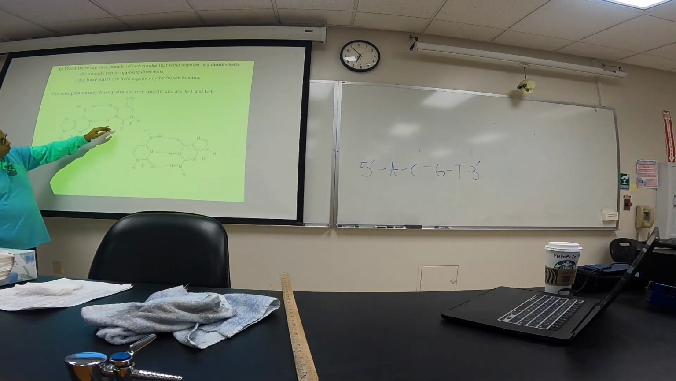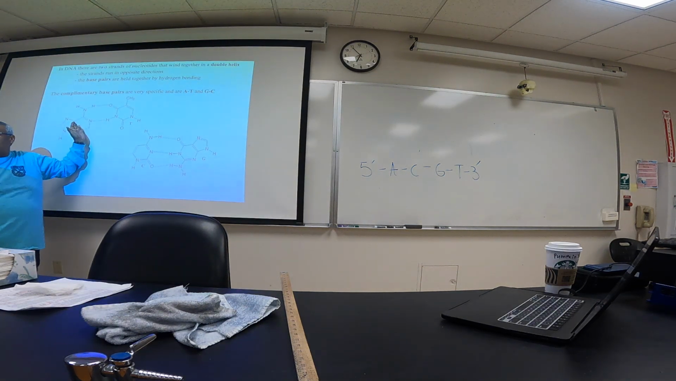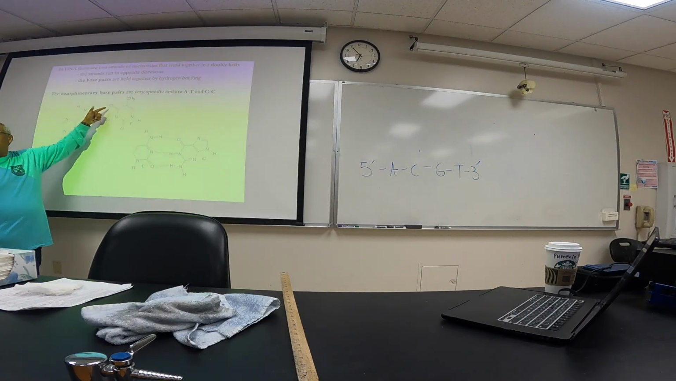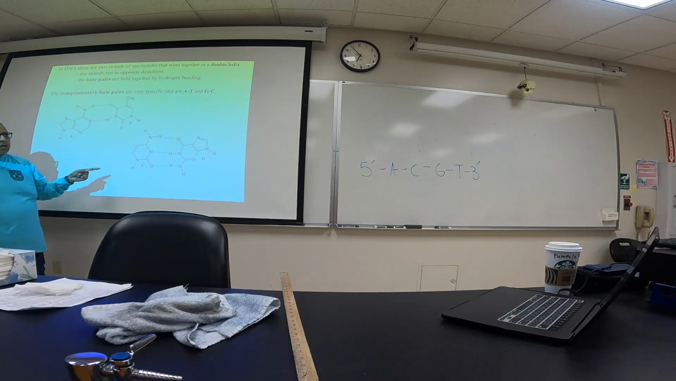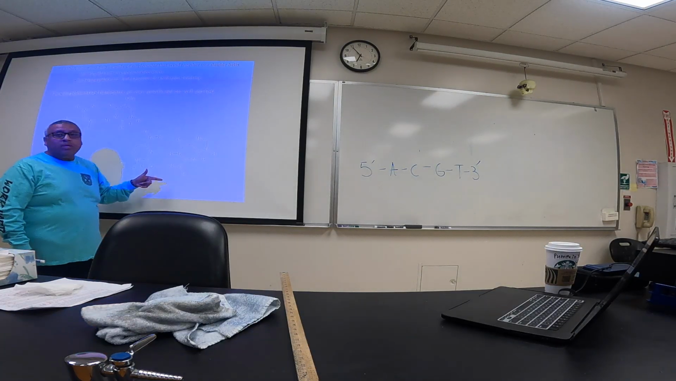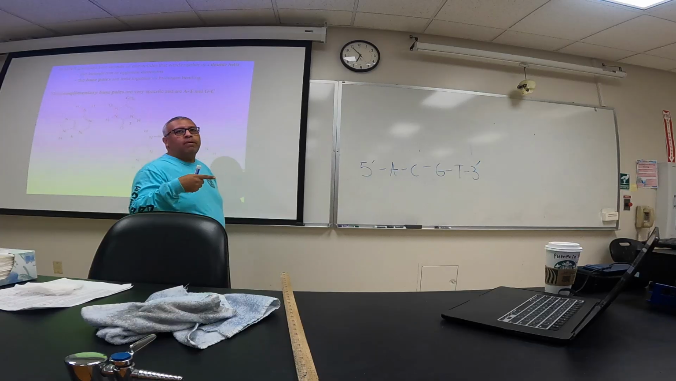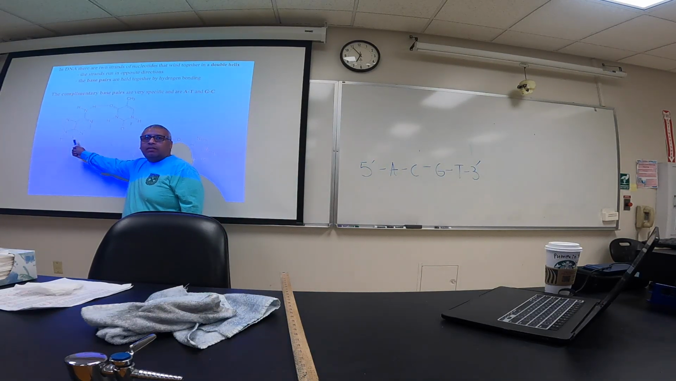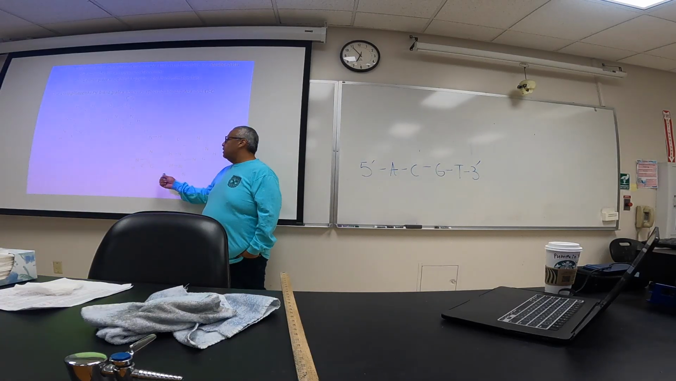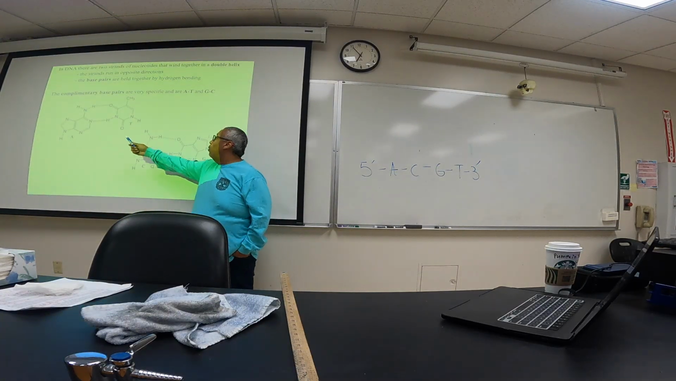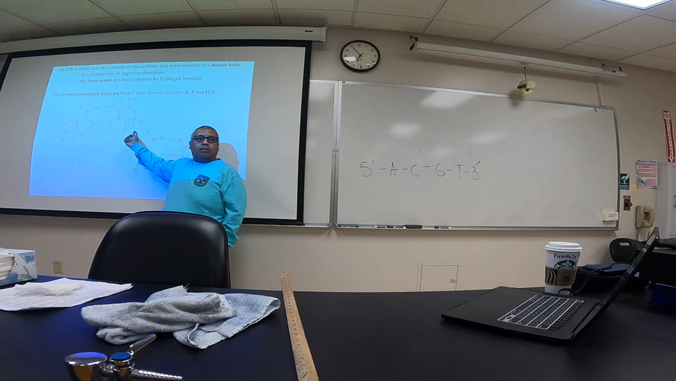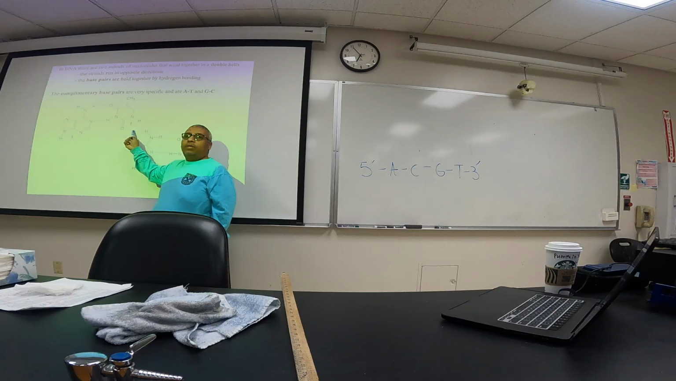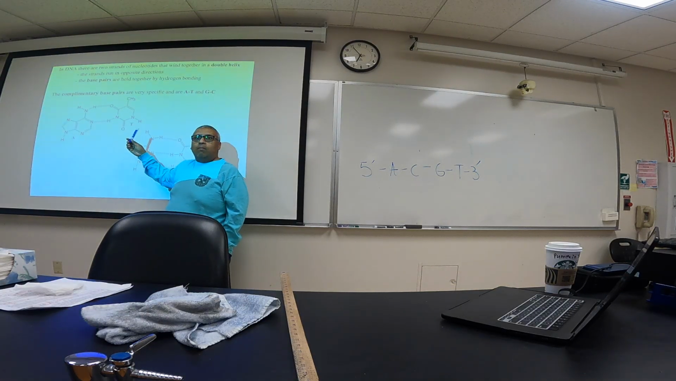But here the bases will form hydrogen bonds with each other. Between adenine and thymine, notice that there are only 2 hydrogen bonds, versus cytosine and guanine, where there are 3 bonds. This hydrogen bonding is very specific. Adenine does not form hydrogen bonds with cytosine or guanine. It will only form bonds with thymine. If it's an RNA structure, it'll form bonds with uracil. Okay? But it's very specific.